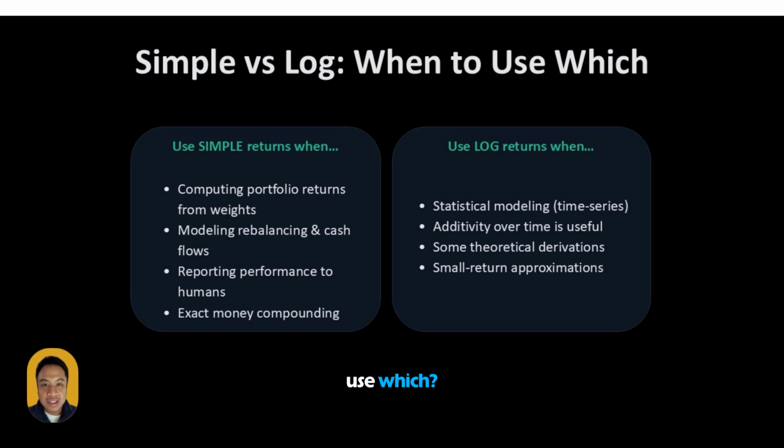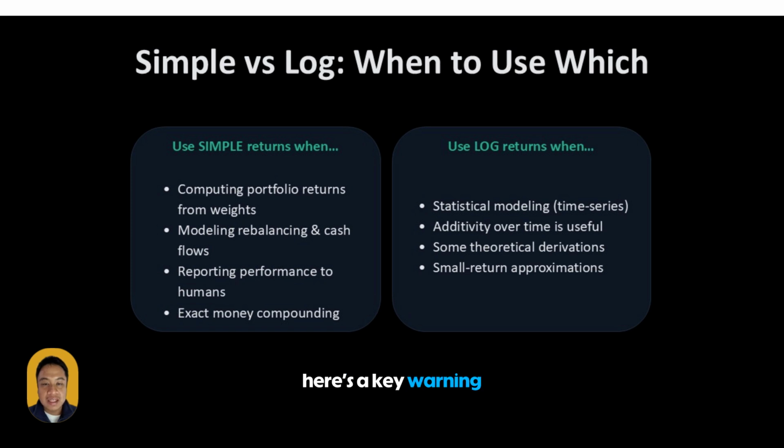When should you use which? Use simple returns when you compute portfolio returns from weights, report performance to humans, want exact money compounding, simulate rebalancing and cash flows. Portfolio return for a weighted portfolio is naturally the weighted sum of simple returns. Use log returns when you build statistical models, aggregate returns across time by adding, and want symmetry properties and clear math.